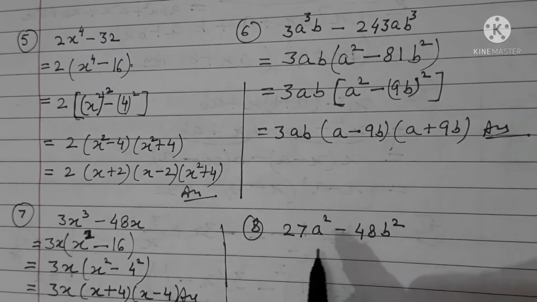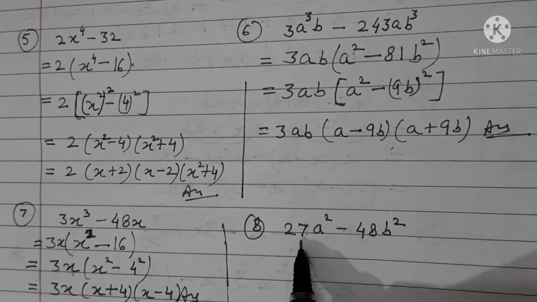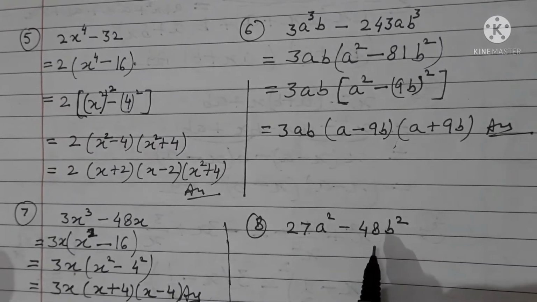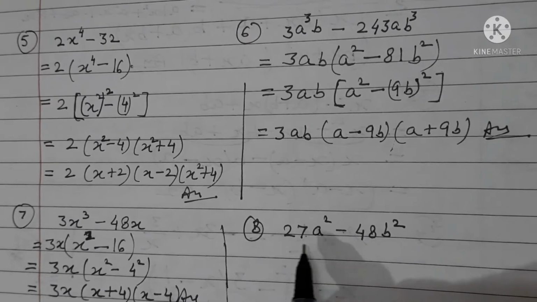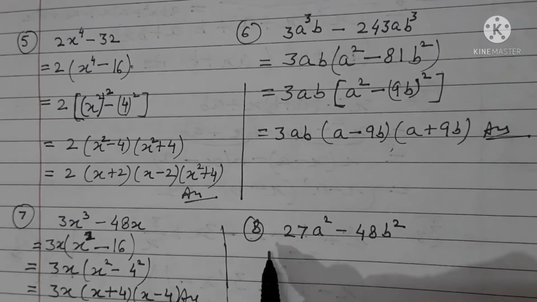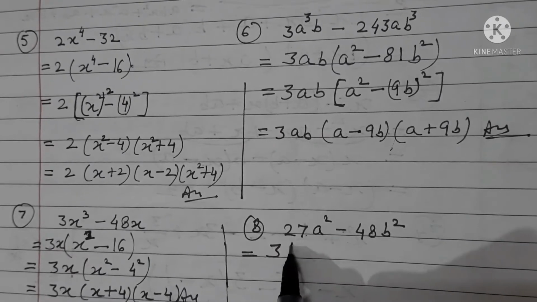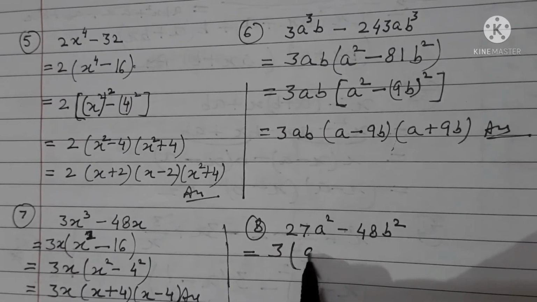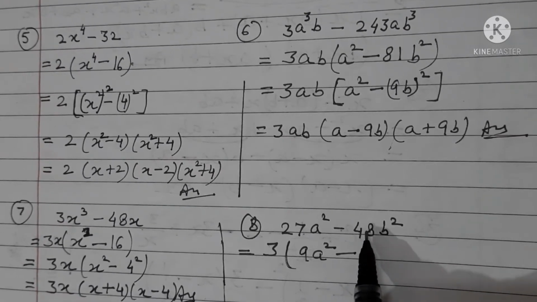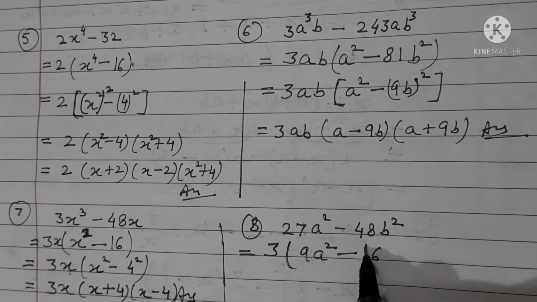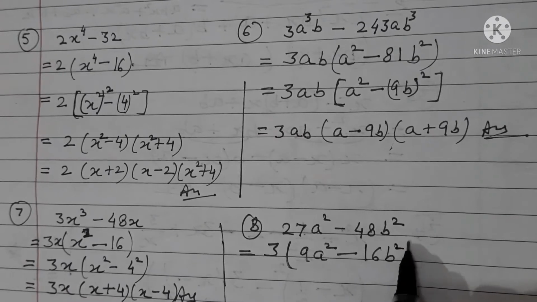In these two terms, what is common? It comes in the table of 3 and also 9, but 48 is not a multiple of 9, so it cannot be divided by 9. So you can take only 3 common from these two terms. In the bracket: 3 9s are 27, so 9a square, minus 3 16s are 48, so 16b square.